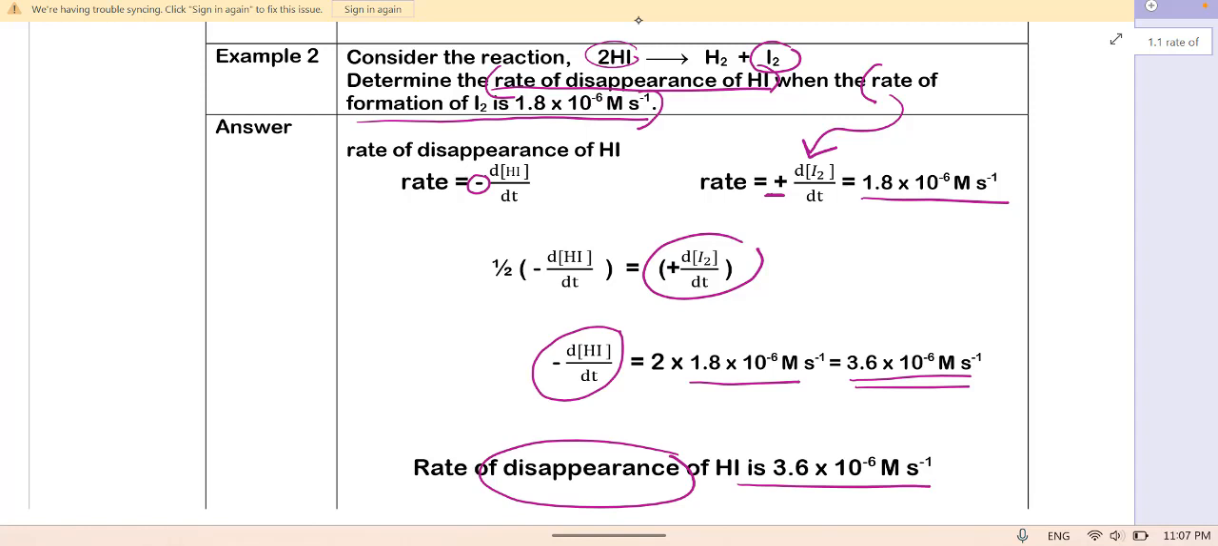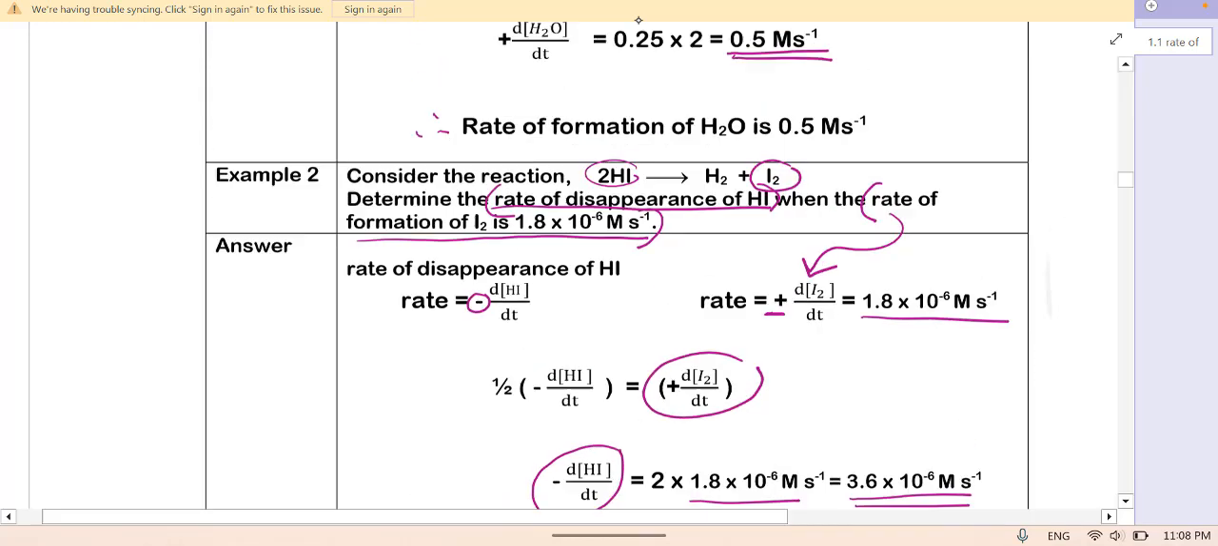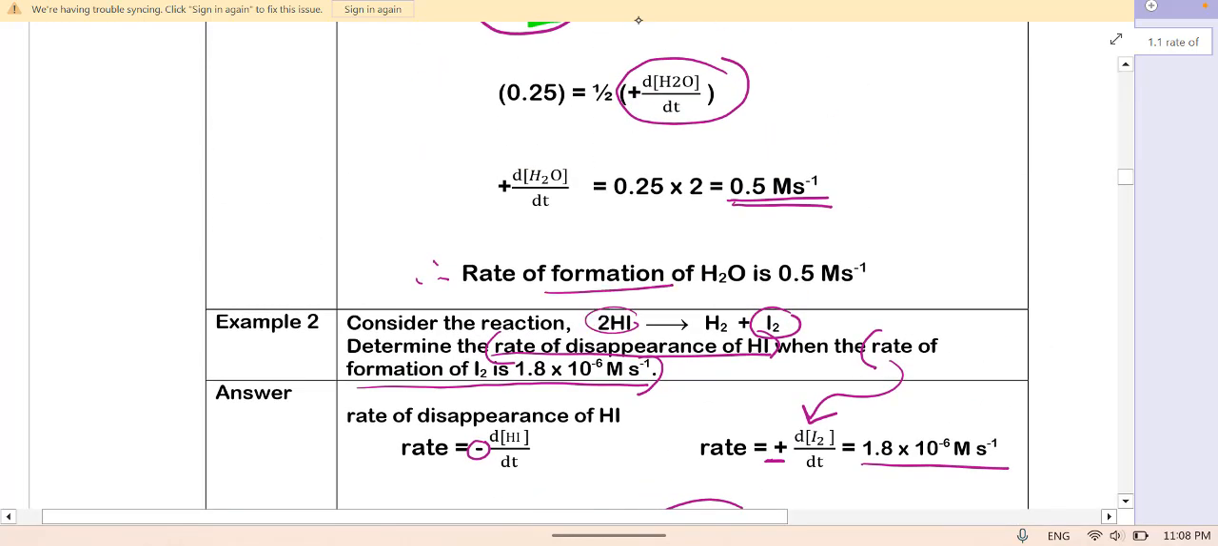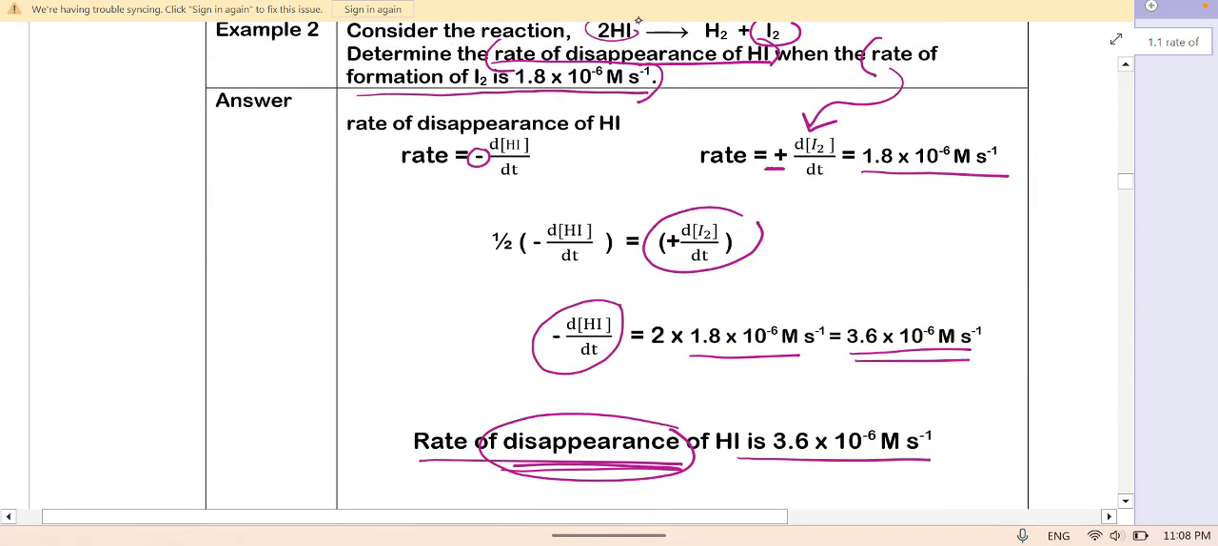Sama konsep macam saya hutang RM2. Hutang dah faham dah negatif. Kita tak sebut saya hutang negatif 2. So bila kita cari rate disappearance ataupun rate appearance, jawapan dia sentiasa positif sebab perkataan disappearance dah faham dia berkurang. Perkataan formation atau appearance dah faham dia bertambah. Okay, so the answer for rate of disappearance and rate of appearance is always positive.